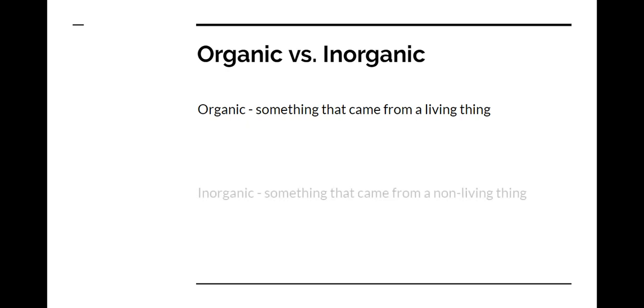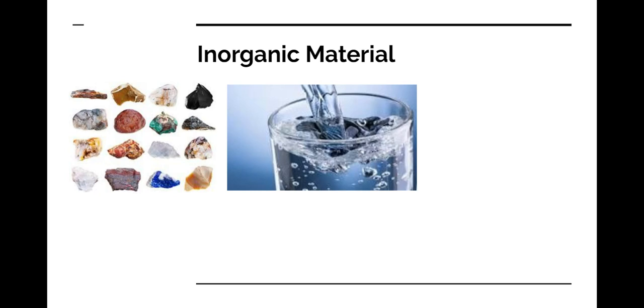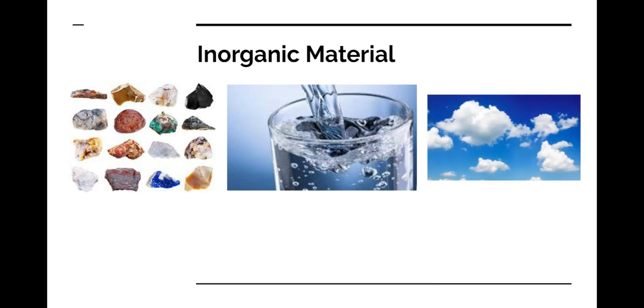The opposite of organic is inorganic, something that came from a non-living thing. Its molecules were made not by living things, but by non-living things. So, some good examples of inorganic stuff. Rocks are inorganic. Water is inorganic. I mean, we need it to live, but it's not alive. That's not how it works. So water is not a living thing, it's inorganic. The air that we breathe, our atmosphere, is inorganic.